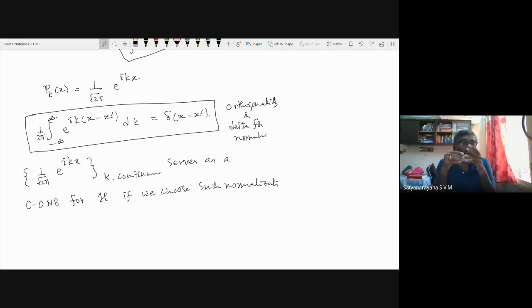Maybe it is not directly related to a free particle, but a free particle wave function can be normalized, and that can be expressed in terms of this complete orthonormal basis. Here, orthonormal in the sense of the Dirac delta function, because both k and x are continuous. Whenever you have a continuous basis, the Dirac delta function normalization is necessary.